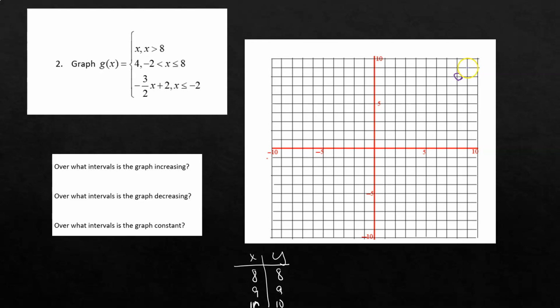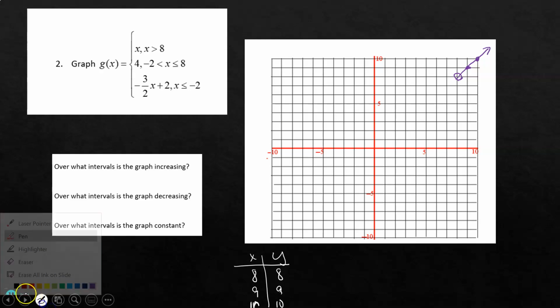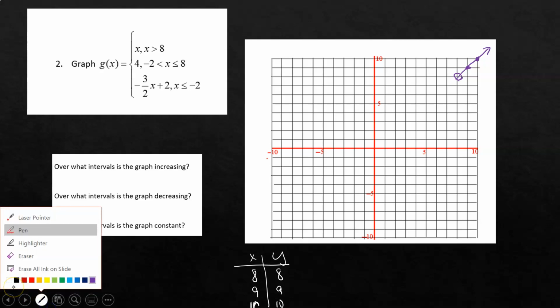Then I have 9, 9, and 10, 10. Oh, there it is. Okay. So the next one I have g of x equals 4 between the intervals of -2 and but less than or equal to 8. So here is my -2, so blue.